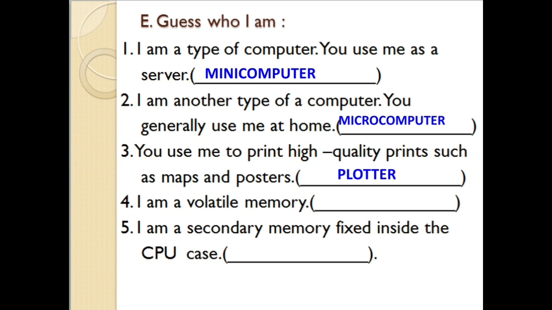The next one: I am a volatile memory. So RAM is a volatile memory. I am a secondary memory fixed inside the CPU case. What is that? Hard disk. So inside a computer also one hard disk is there. Okay, students? Okay. Now we will go for our next topic.